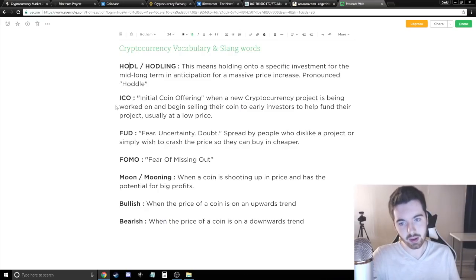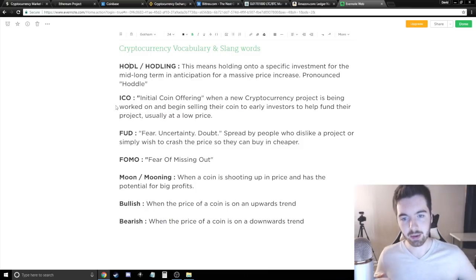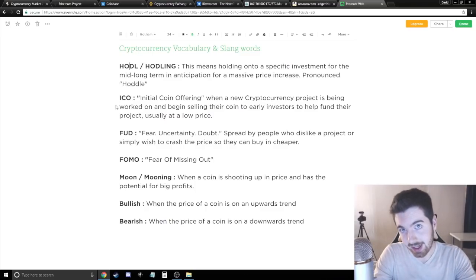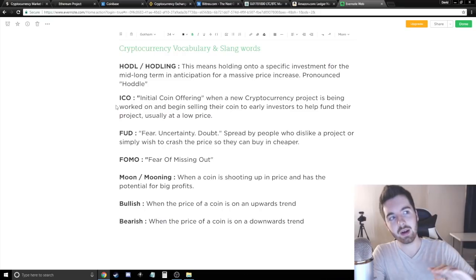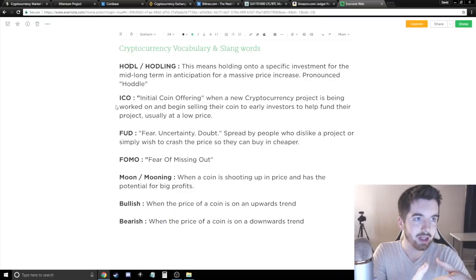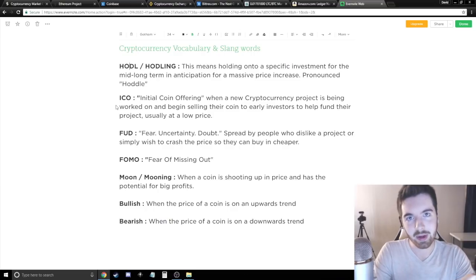So the next word or acronym is FUD, and that stands for fear, uncertainty, and doubt. So people will spread FUD about a coin that they dislike for whatever reason. They probably want people to go buy the competition because they're probably invested in that. People will also spread FUD in hope that they can crash the price and buy in at a cheaper price. You might hear somebody say, oh, Bitcoin is trash, it's a scam, it's a bubble, it's never going to work out or something like that. They might be saying that to crash the price, so that they can buy in at a cheaper price because they don't want to buy in when it's up.